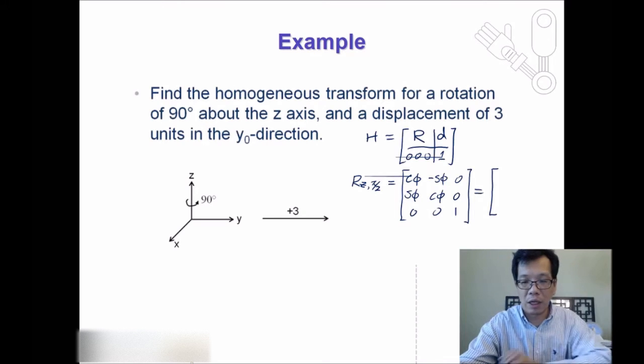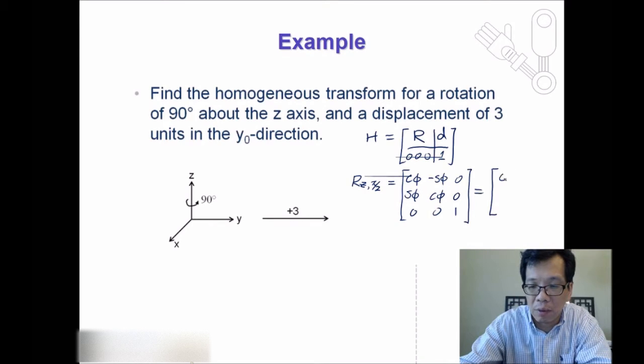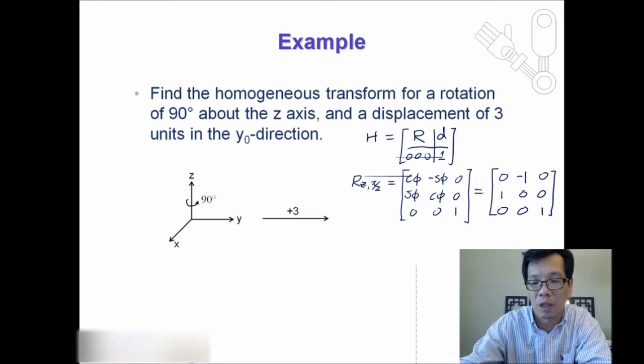Cosine 90 degrees is going to be 0. This is going to be negative 1. This is going to be 1. This is going to be 0. We got 2 zeros over here and 2 zeros over here, and this component over here is going to be 1. So we get the rotational matrix by using the formula we identified earlier.